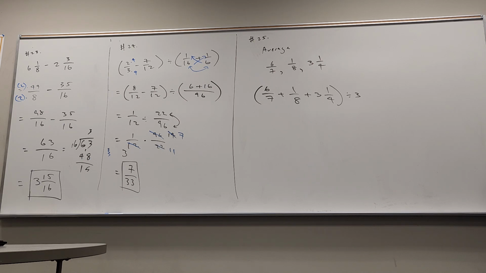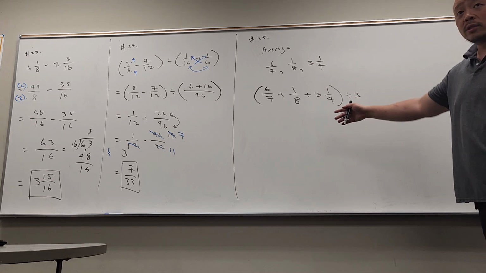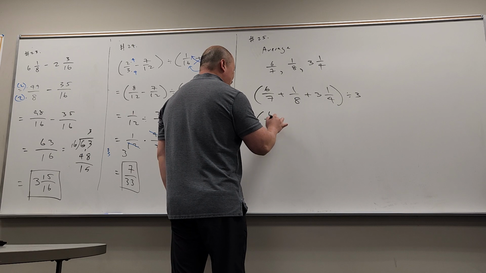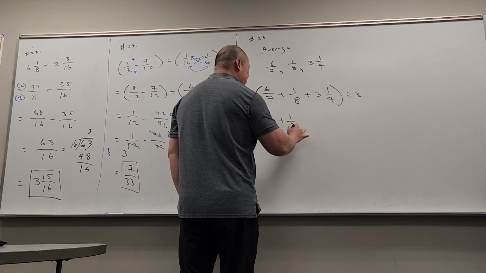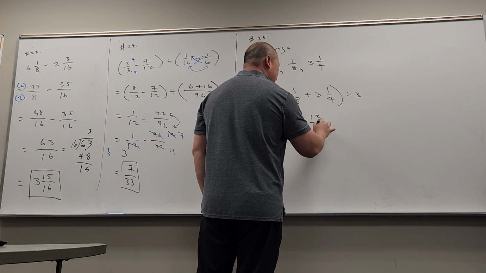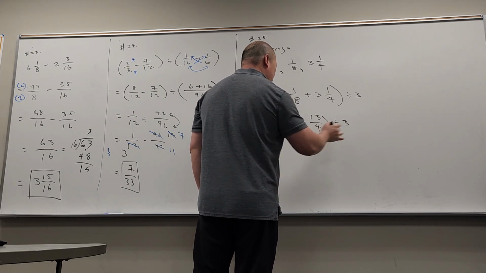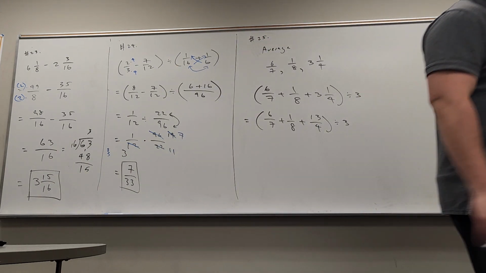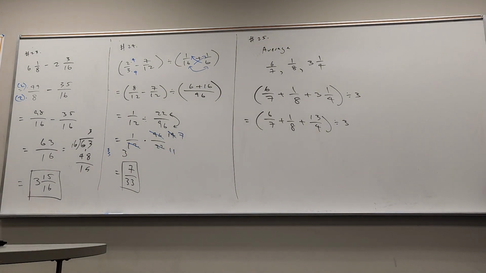So the way I would do it is, I will change the 3 1/4 into just an improper fraction first. So that will be what? 6 over 7 plus 1 over 8. 3 times 4 is 12, that's 13 over 4, right? So I'll work on the guys on the left first, inside the brackets.